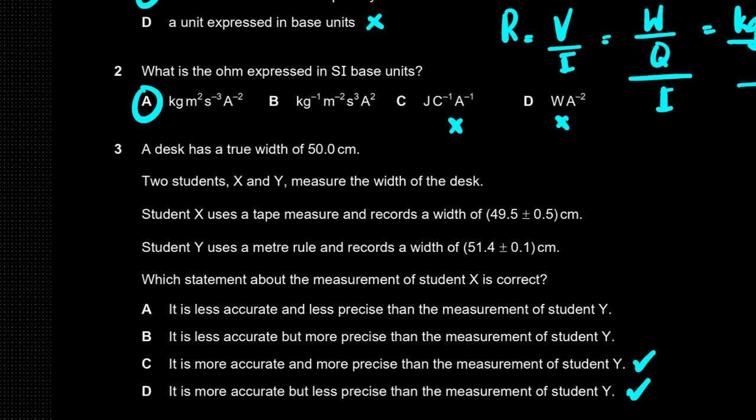And then about the precision. The idea is that even though X is more accurate, it has a greater variation because of the uncertainty. So it has more of an uncertainty. So this is less precise than that of Y because Y has less uncertainty.